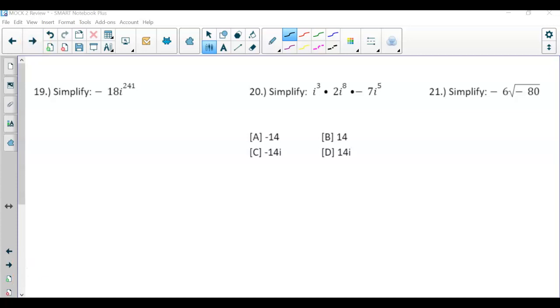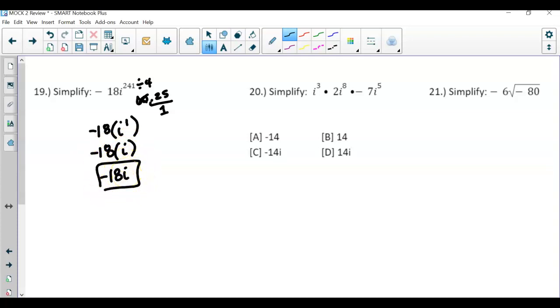With our next question, with our i to that higher power, remember we always take that exponent, we're going to use the quarter method, and we're going to divide by 4. So when you divide the exponent by 4, you get 60.25. Here we're focusing on the quarters, which .25 is just 1 quarter. So now I can write this as bring down that negative 18 times i, but not to the 241 power, now i to the first power. And i to the first power is i. Negative 18 times i is negative 18i. Notice how we didn't drop the i, so it does stay in our answer.